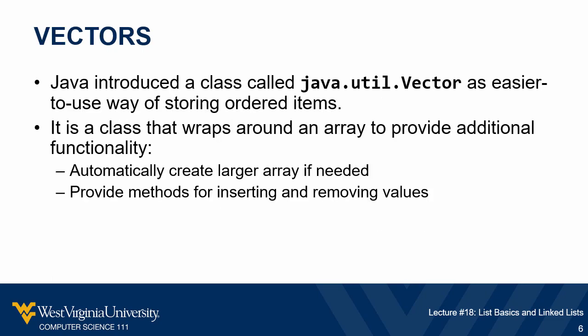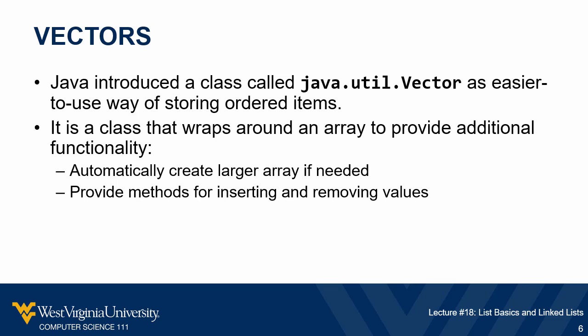Because of the difficulties with working with arrays, pretty early on in object-oriented programming languages, you started to see solutions for more flexible ways of being able to store ordered data. C++ originally created what's known as the vector. And Java has its own implementation of this in the java.util.vector class.